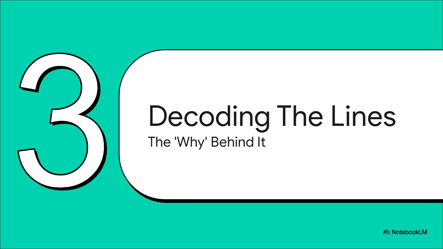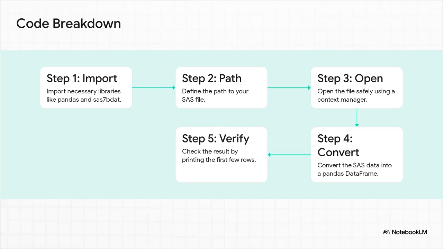Seeing the script is one thing, but really understanding how it works, well, that's where the real power is. So let's do that now. Let's decode this thing line by line and get to the why behind each command. You can really think about this script in 5 basic steps. First, we've got to bring in our tools, our libraries. Second, we tell the script where to find our data file. Third, we open that file up safely. Fourth, this is the fun part, the actual conversion happens. And finally, we just check our work to make sure everything went smoothly.